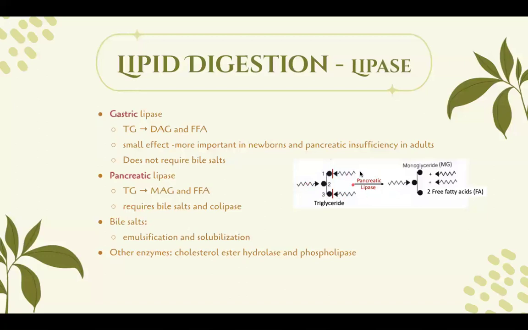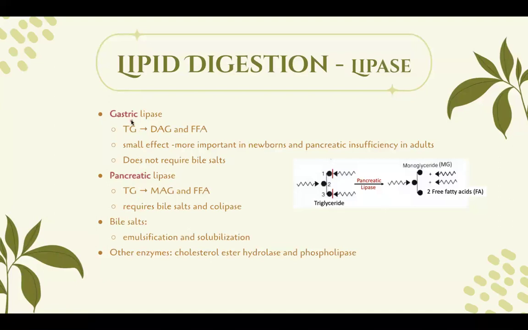What pancreatic lipase does, as we said, is give us monoglyceride. So this over here is a monoglyceride. We see one glycerol with one single fatty acid, and it lost two free fatty acids. What the gastric lipase will do is it will only remove one fatty acid, and the other one will just remain here, and this will be called the diglyceride instead.